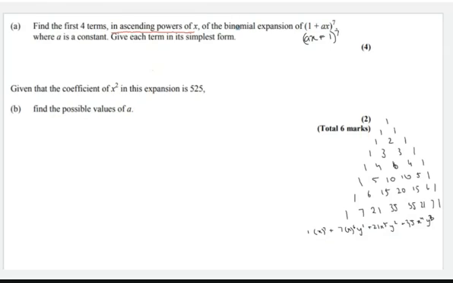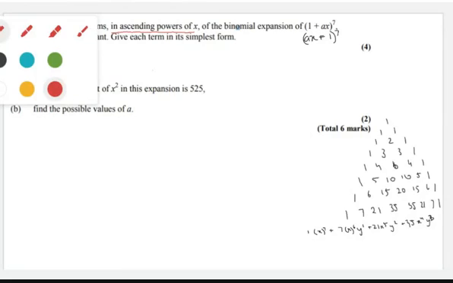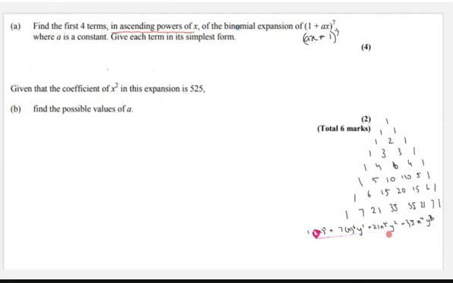And they want me to do these four terms. Yeah, the first 4 terms. And this is where, not those 4 terms, not those 4 terms. Let me show you on the part A. So you've got 1 to the power of 7 plus 7 times 1 to the power of 6 ax to the power of 1. So that's your second term.